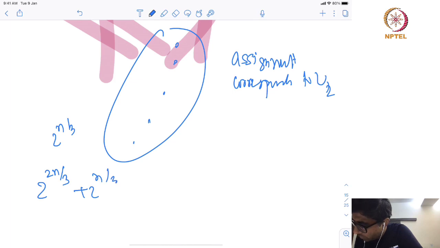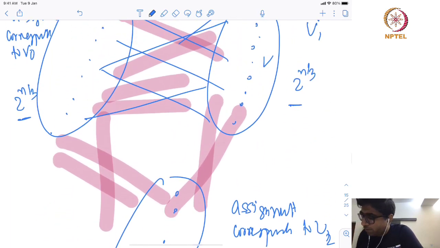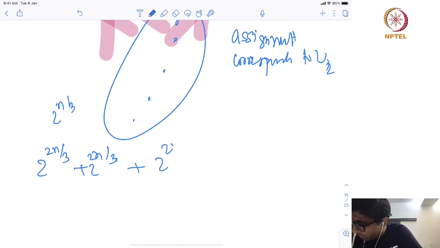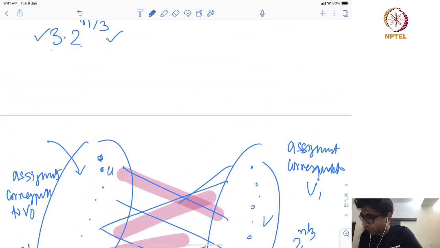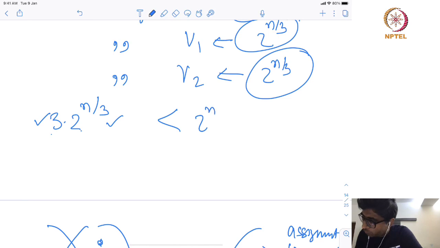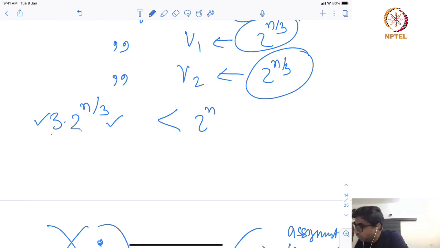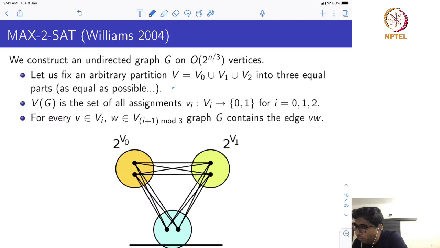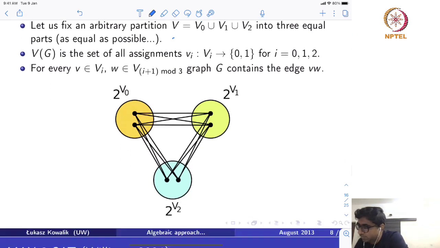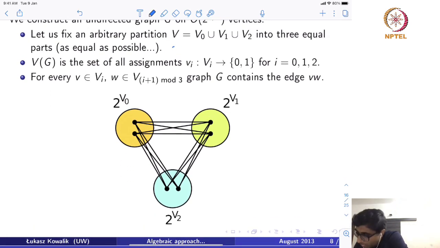Very good. Between v2 and v0, how many? Another 2 power 2n by 3. So, you have roughly 3 times 2 power 2n by 3, but still this is strictly less than 2 power n number of edges in our graph. So, this is how you make your graph. Okay, so this is how you make it. So you have all the assignments corresponding to V0, all the assignments corresponding to V1, all the assignments corresponding to V2, and you make a complete bipartite graph between V0, V1, V1, V2, V2, V0.